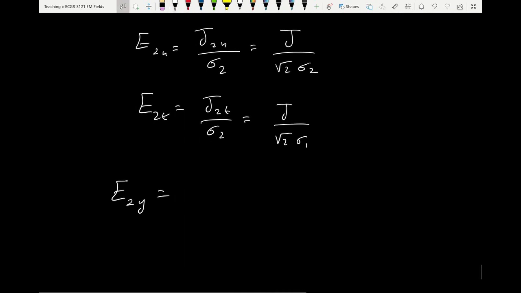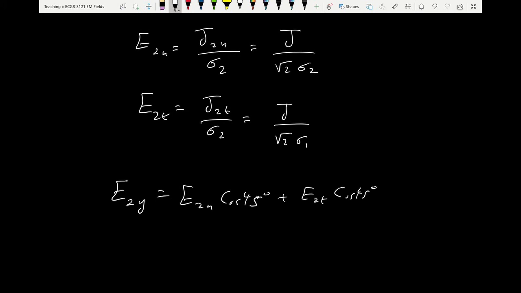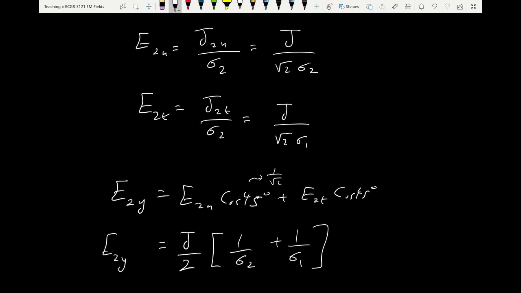So this is going to be E2n cosine 45 degrees plus E2t cosine 45 degrees. What's E2n and E2t? There's a common element, right? What's cosine 45 degrees? 1 over square root of 2, right? So that will multiply with square root of 2 to give me 2. And the common term we can take out is J over 2, right? But then E2n is 1 over sigma 2 plus E2t has 1 over sigma 1. So this is E2y.